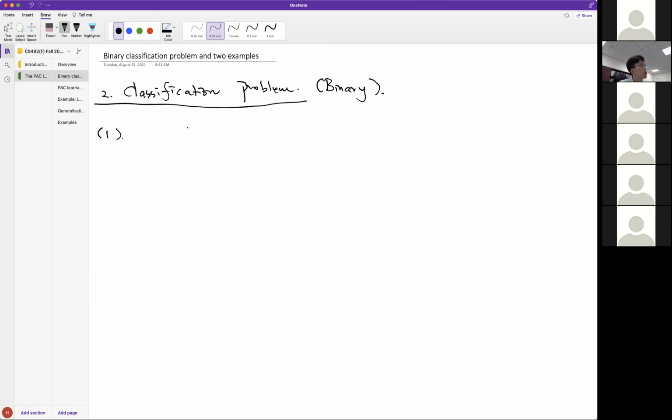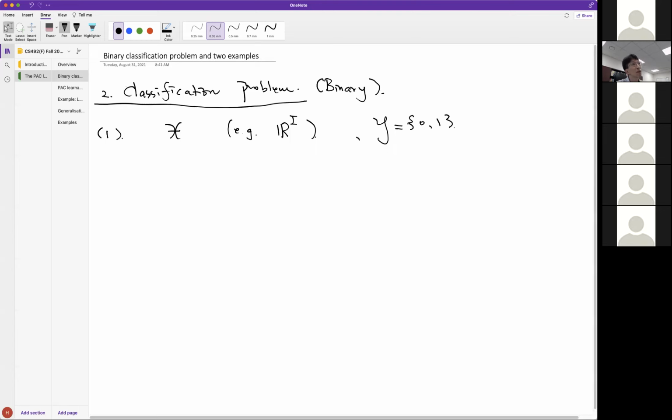We say that we have some input space. Typically, this input space is R^n, so it's a Euclidean space. And then we also have an output space Y. But in the context of a classification problem, the output space is really simple. The binary classification case is 0 and 1. I mean, it can be -1 and 1, it doesn't really matter. The output space only has two elements. And in our case, it's convenient to say the outputs are just 0 and 1.